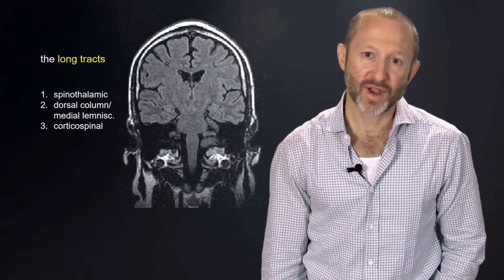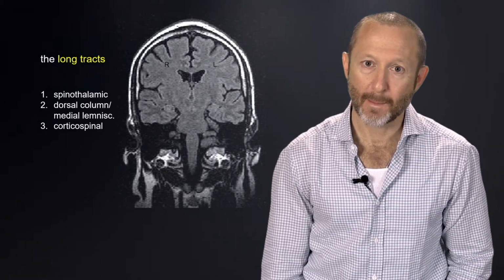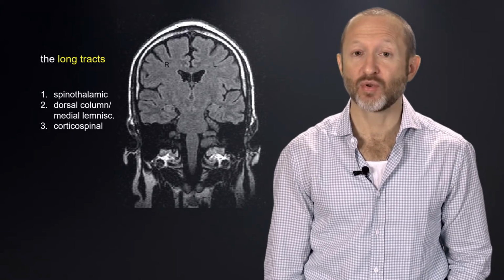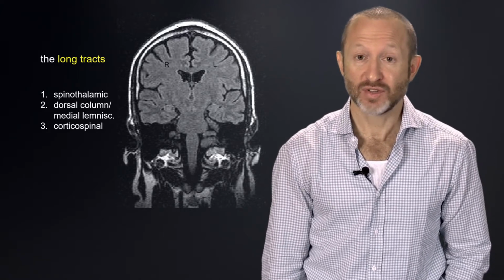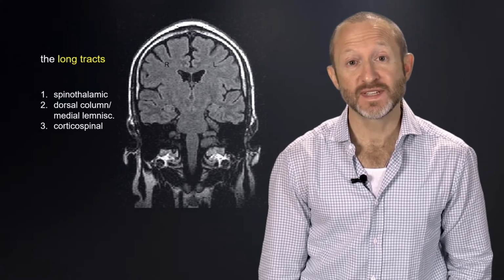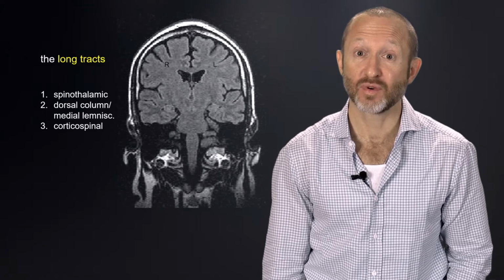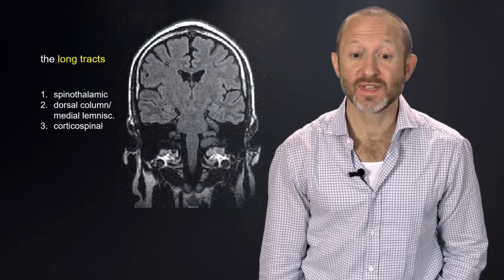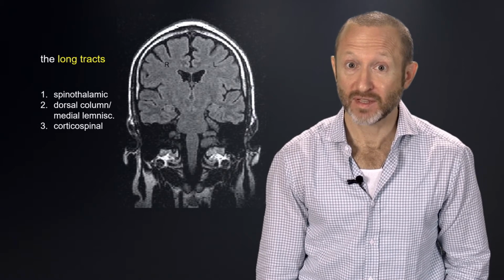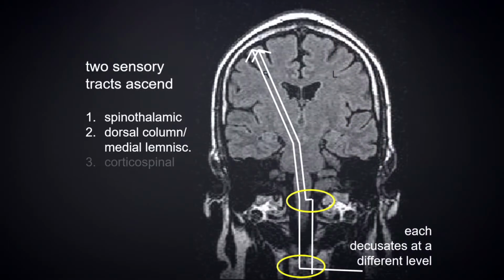Now, if we look at this brain again in coronal section, we have to remember that there are long tracts or highways that run north and south. There are 2 sensory tracts that ascend from south to north, and there's one descending tract that descends from north to south. The 2 sensory tracts are called the spinothalamic tract and the dorsal columns and medial lemniscus. The one motor tract is called the corticospinal tract.